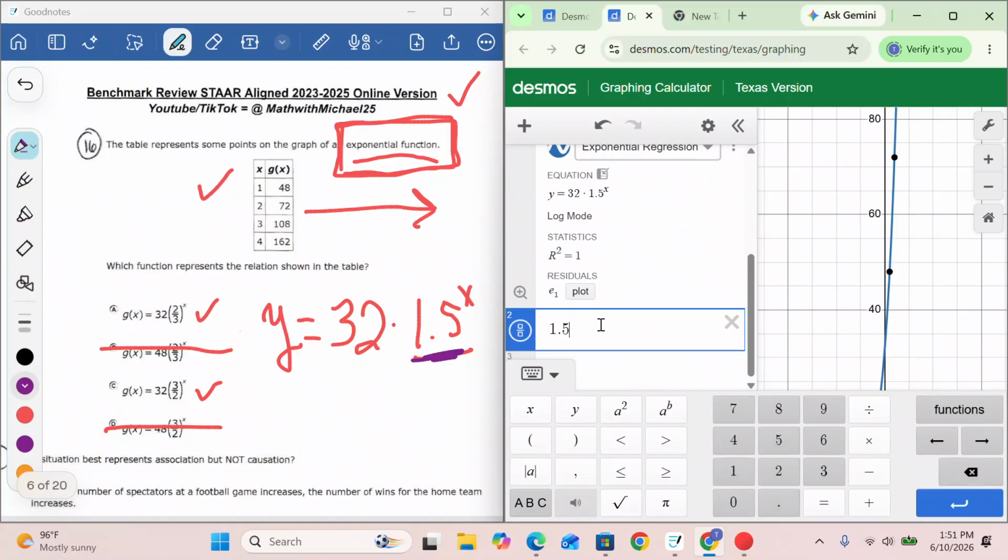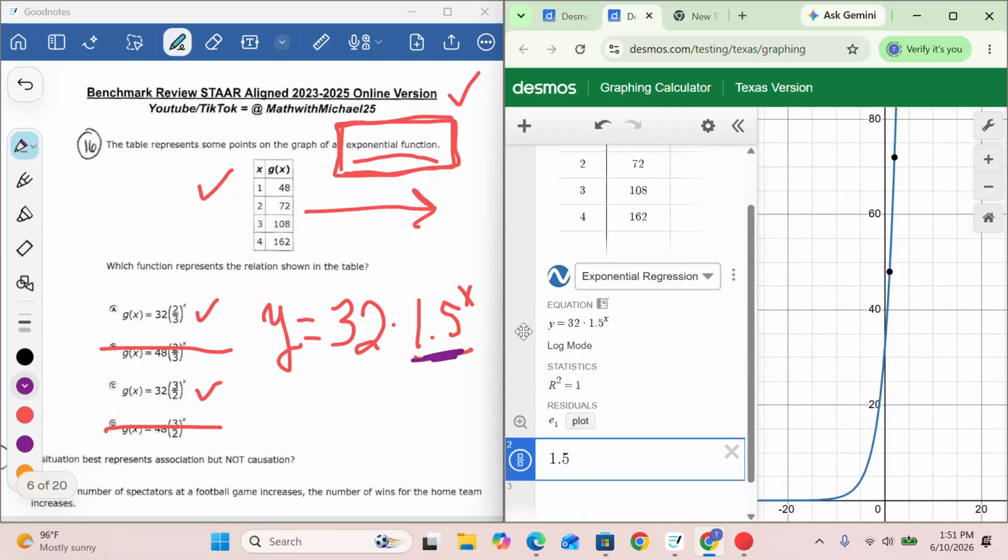You see that? All I do is put 1.5. And you see this little circle? Press it. Changes it into a fraction for us. Changes it into a decimal. You see? 1.5 is the same as 3 halves.